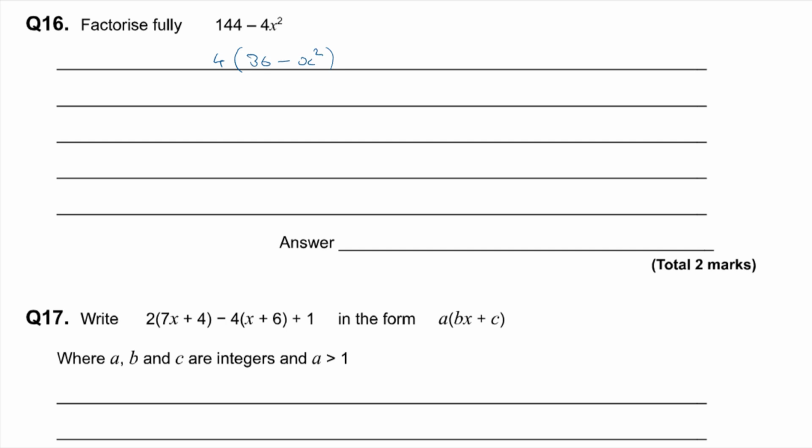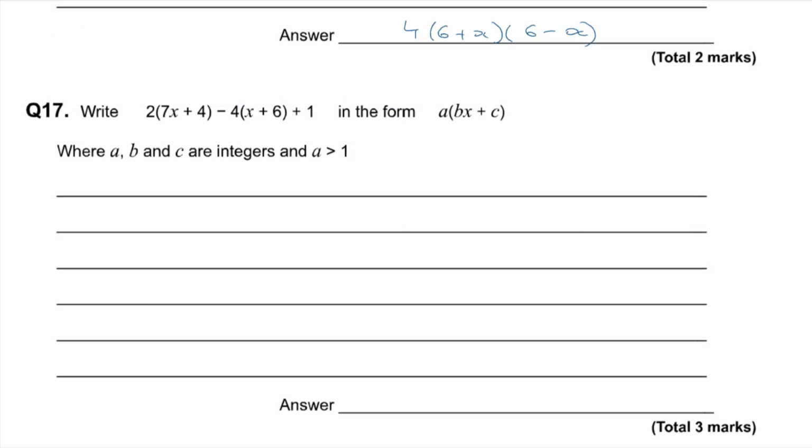Well, luckily 36 is a square number, so square rooting 36 is going to give me 6. So 6 plus x, 6 minus x is the solution to that one. So 4 lots of (6 + x)(6 - x).